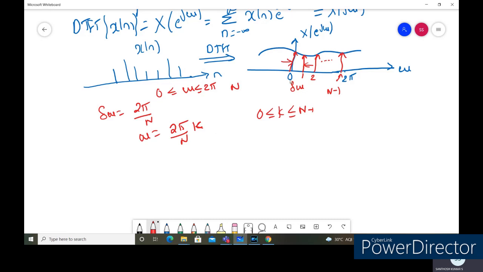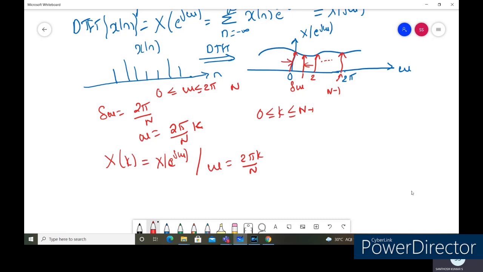For example, if I substitute k equal to 0, I get the 0th sample. If I substitute k equal to 1, I get the first sample, k equal to 2 the second sample, and k equal to N minus 1, I get the DFT of the Nth sample. So with mathematical manipulation, if I substitute omega equal to 2 pi k divided by N in X of e to the power of j omega, I can obtain the DFT formula.